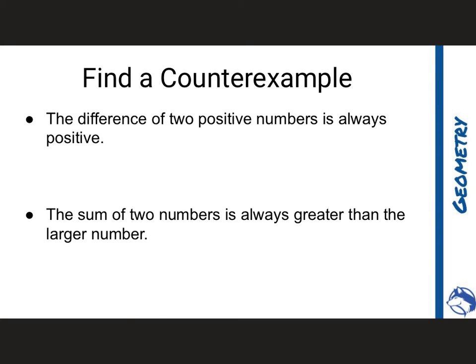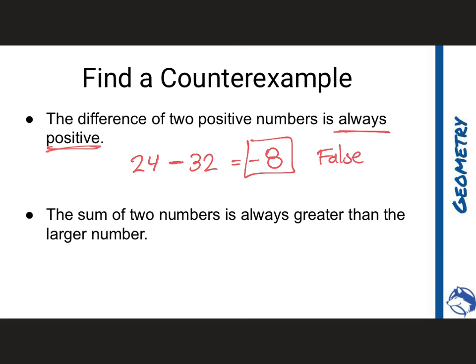So now we're talking about counterexamples. A counterexample is just anything that makes this false. The statement is: the difference of 2 positive numbers is always positive. So I need to just think of 2 positive numbers. I'm going to choose 24 and I want to choose 32. And so the difference of them, 24 minus 32, ends up being negative 8. So it is not always positive. Therefore this is false.